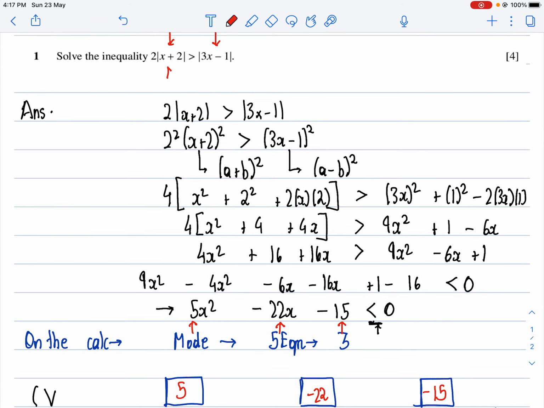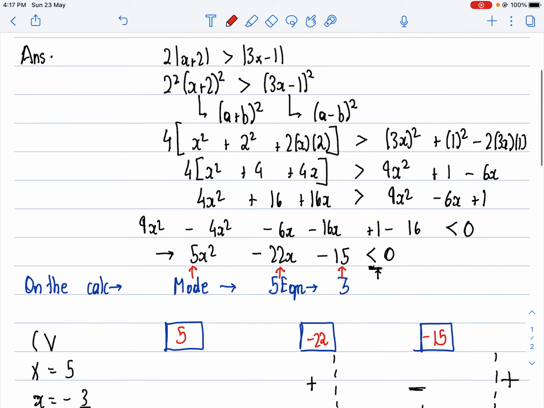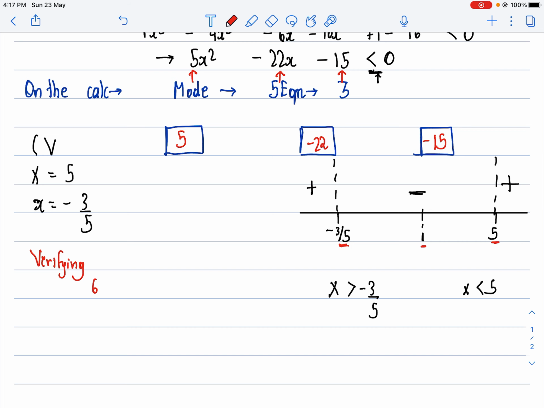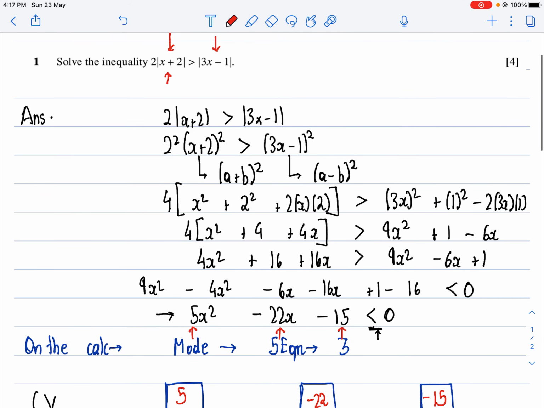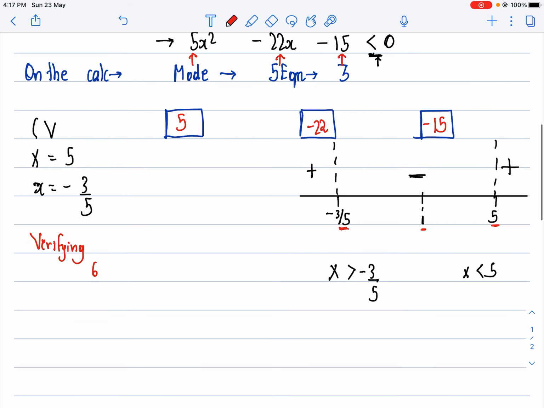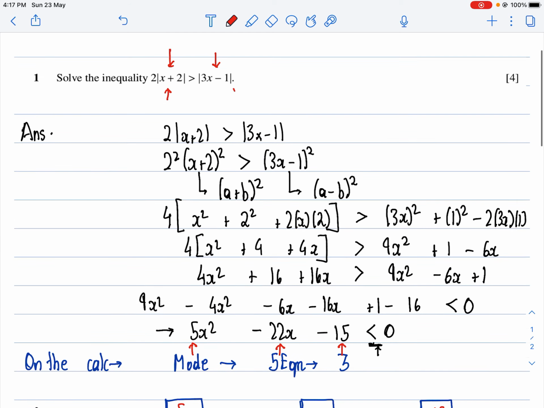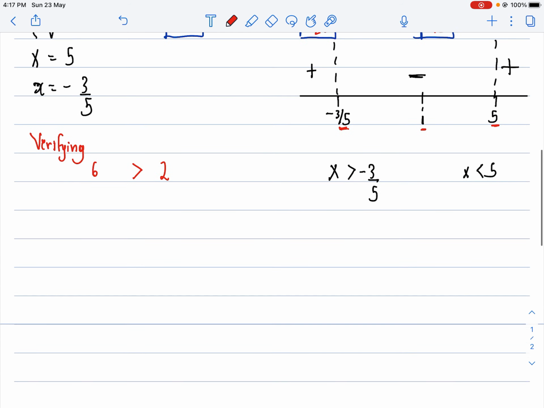So now if I put 1 here, I'll simply get 2 into 3, which I know is 6. So I have 6 here, and here I can put 3 into 1, which is 3. 3 minus 1 I know is 2. So now I know 6 is more than 2. That means 1 is satisfying this equation. That means both my critical values are correct and both my signs are correct. So I can simply write it something like this.